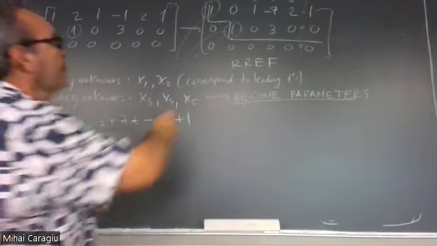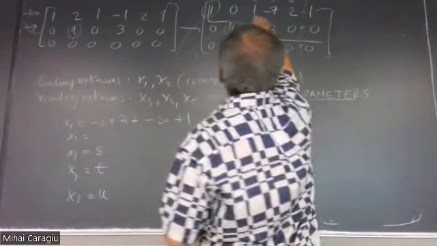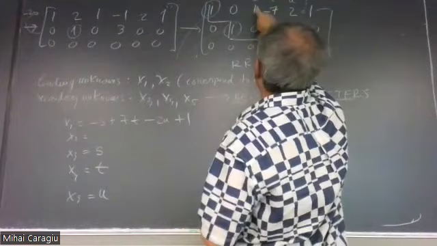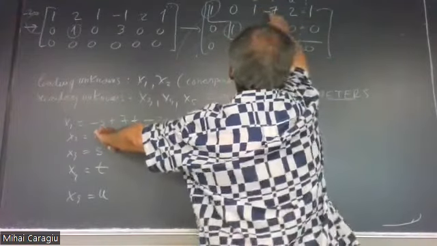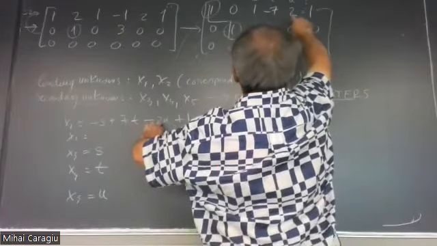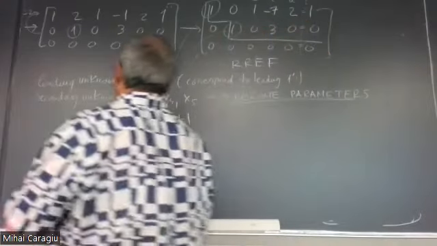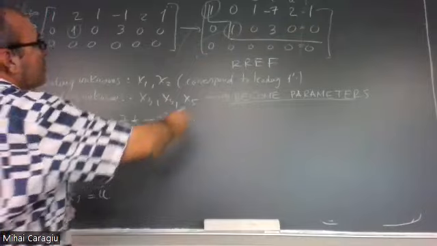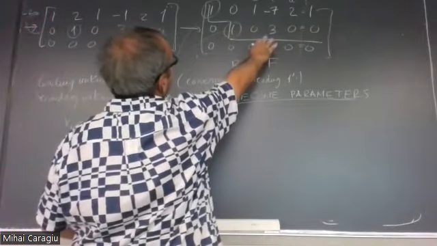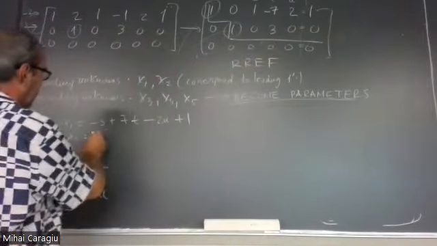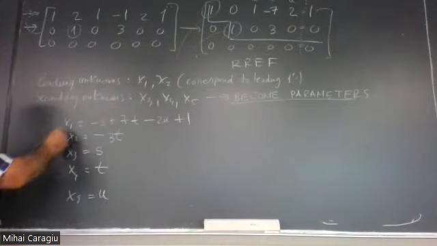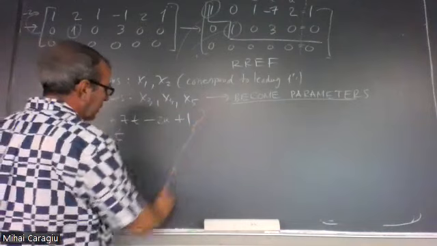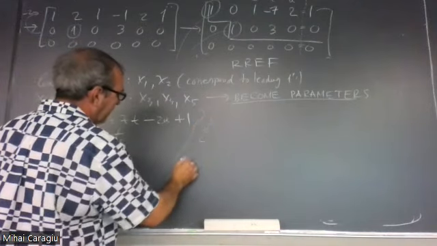Because we move those variables from left to right, S becomes minus S if you move it to the right. So x1 is minus S plus 7T minus 2U plus 1. What about x2? Moving to the right gives minus 3T. And that's it. So this is the solution of the system in parametric form.